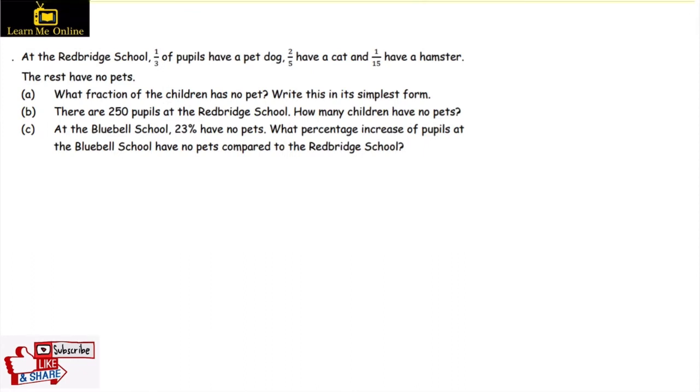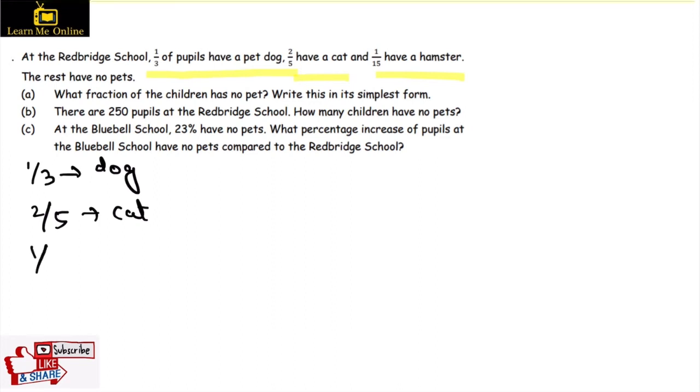Here we have the last example. At Redbridge School, 1/3 of the pupils have a pet dog, 2/5 have a cat, and 1/15 have a hamster. I'm going to write it down here now. So 1/3 would be for the dog, then 2/5 of them have a cat, and the next piece of information is 1/15 has a hamster. So these are the three different animals. The rest have no pets.